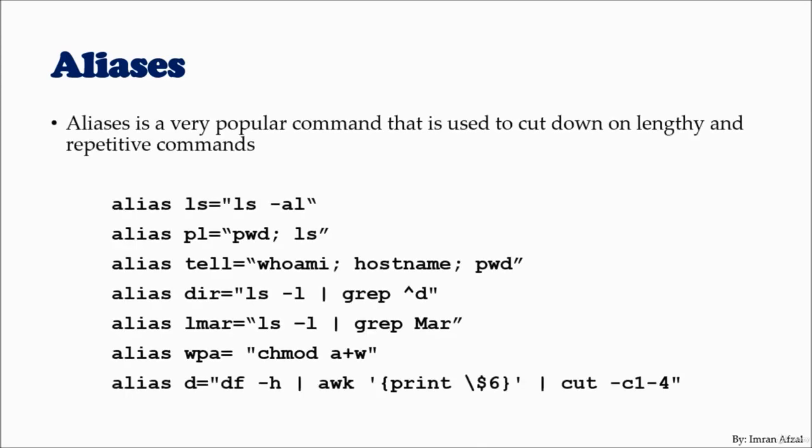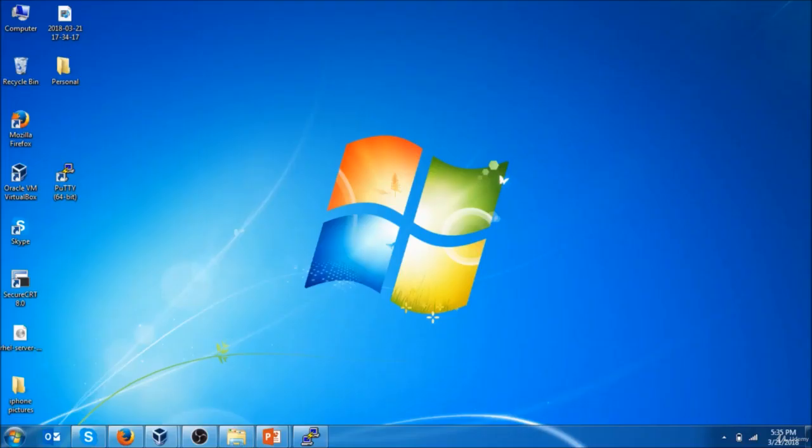There are very long commands that you run almost every day, but you need a shorter version of them. And how do you create a shorter word for it? By creating aliases. Alias is a very popular command that is used to cut down on lengthy and repetitive commands. Some of the examples I have listed here, we will cover one by one in our Linux machine, so you know exactly how aliases work. So let's go to our machine.